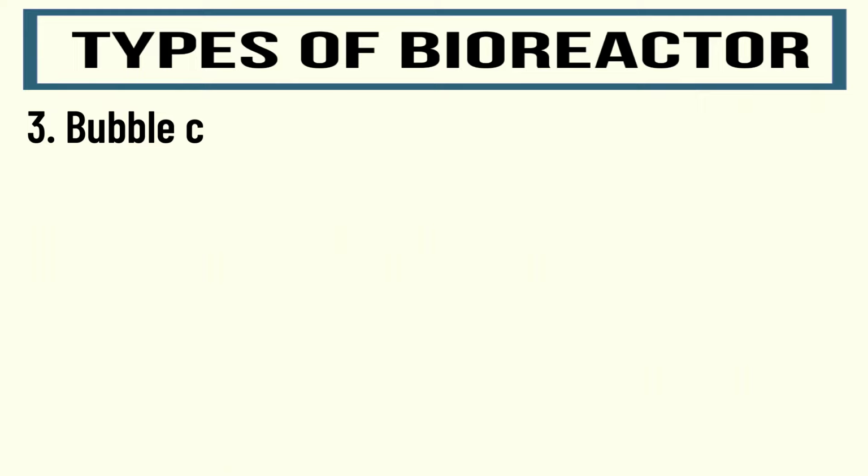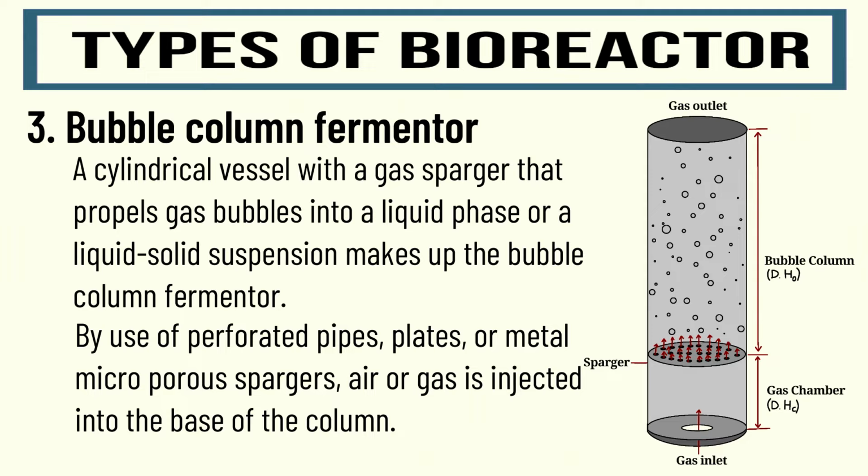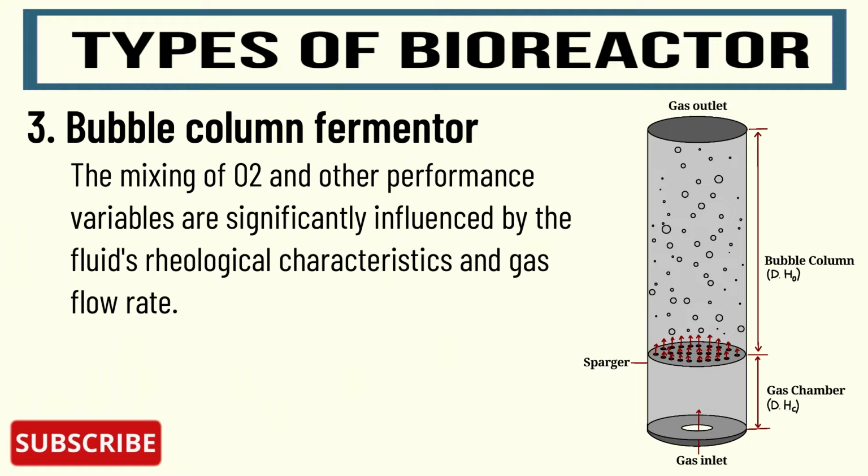Number 3. Bubble column fermenter. As you can see with this diagram, a cylindrical vessel with a gas sparger that propels gas bubbles into a liquid phase or a liquid-solid suspension makes up the bubble column fermenter. Using perforated pipes, plates, or metal microporous spargers, air or gas is injected into the base of the column. The mixing of oxygen and other performance variables are significantly influenced by the fluid's rheological characteristics and gas flow rate.